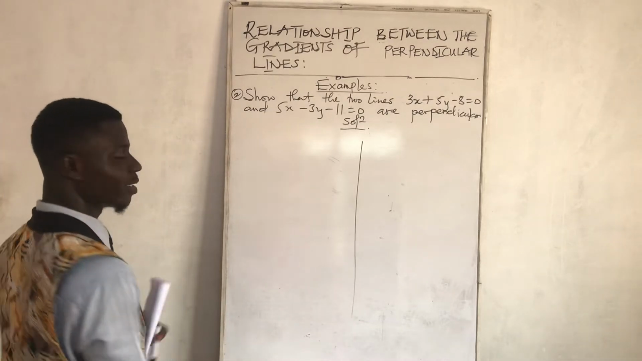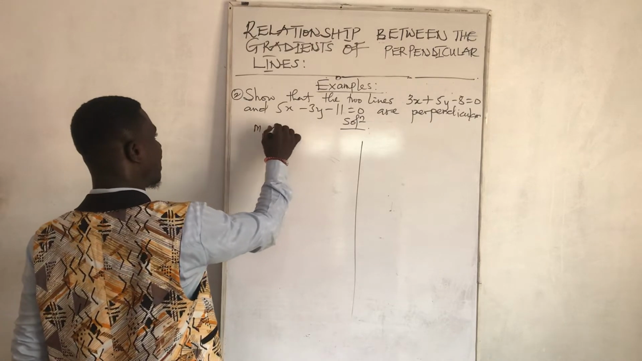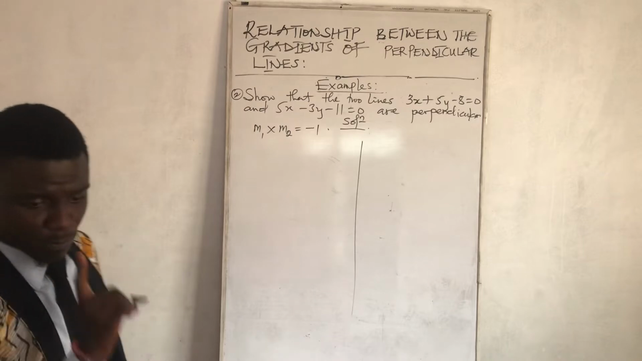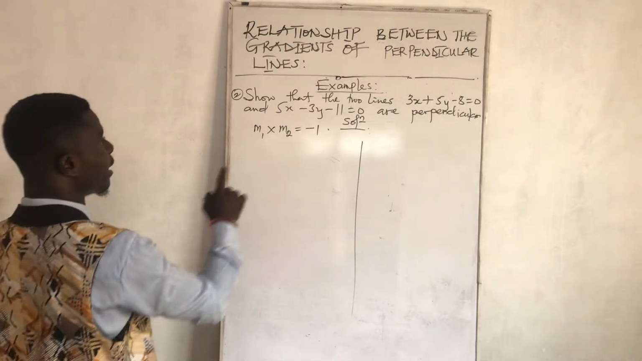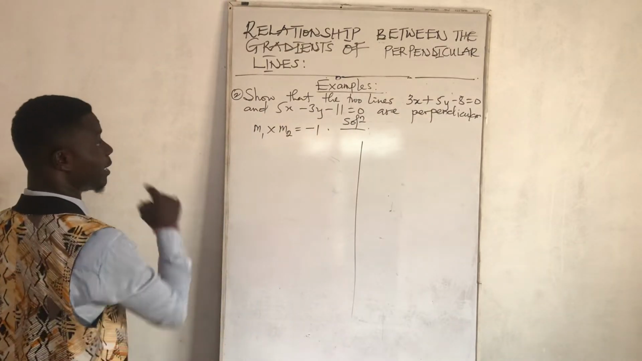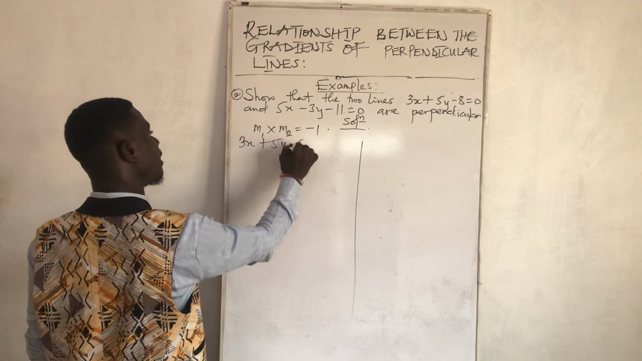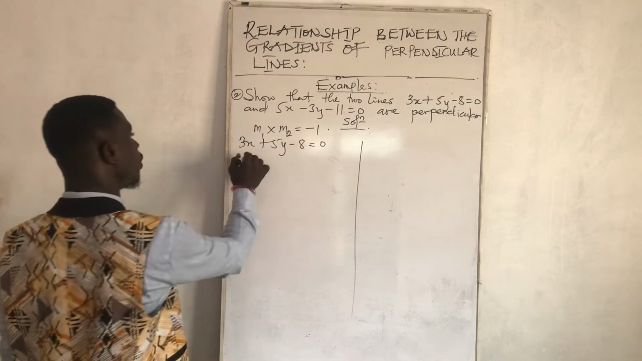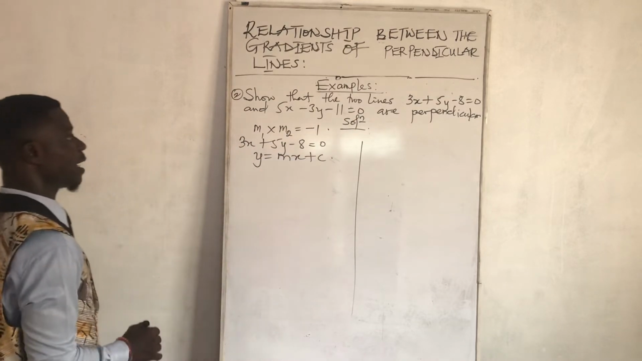So now we have to note that m1 times m2 must give us -1. That's the most important thing when solving for perpendicular lines. So show that the two lines 3x + 5y - 8 = 0. So let's start with 3x + 5y - 8 = 0. We have to express it in the slope equation form, which is y = mx + c.